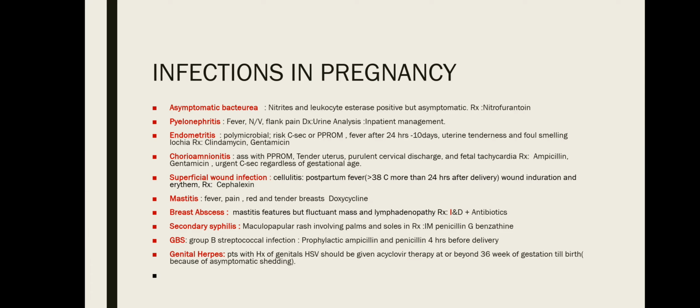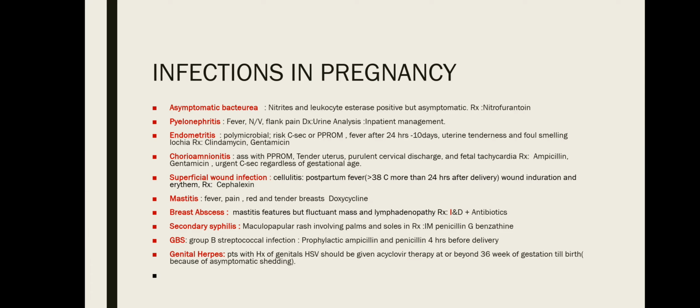So for asymptomatic bacteriuria, we give nitrofurantoin. For endometritis, ECG: clindamycin, gentamicin. For chorioamnionitis, we give ampicillin, gentamicin. For superficial wound infection, we give cephalexin. For mastitis, we give doxycycline.